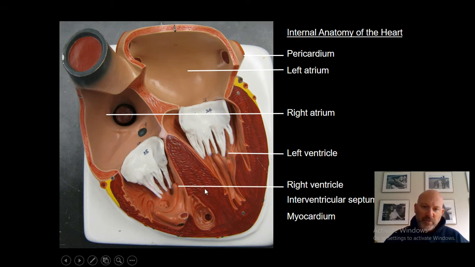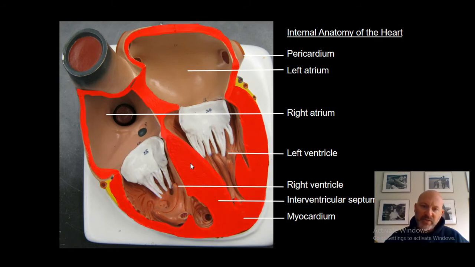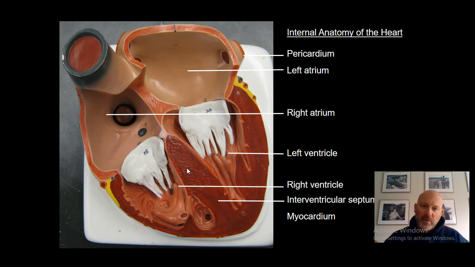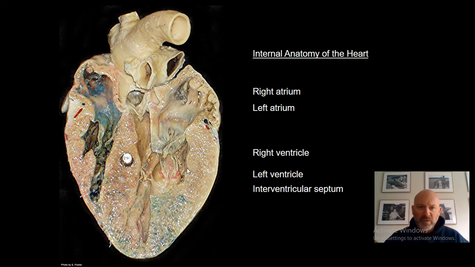And then we have this thick muscular wall that separates the left ventricle from the right ventricle. And not only are we separating ventricles here, but we're also keeping the blood separated. Remember, the left side of the heart receives and sends out oxygenated blood, and the right side of the heart receives and sends out deoxygenated blood. We do not want these two bloods mixing. So the septum here, the interventricular septum, prevents that from happening. And then, of course, everywhere we see muscle in the walls of the heart, well, we call that the myocardium. All right, so this is a model.